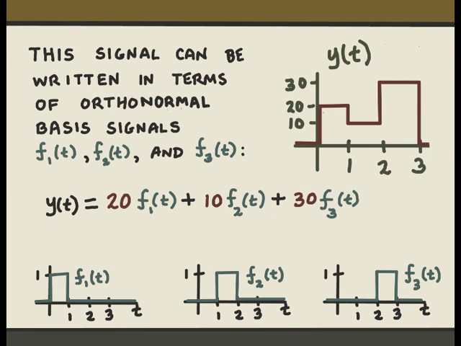So let's bring in an orthonormal basis signal set, f1, f2, and f3. f1 is 1 between 0 and 1 second, f2 is 1 between 1 and 2 seconds, and f3 is 1 between 2 and 3 seconds. And using this basis set of signals, we can write the signal y of t in terms of the basis and coefficients. y of t is equal to 20 f1 plus 10 f2 plus 30 f3.